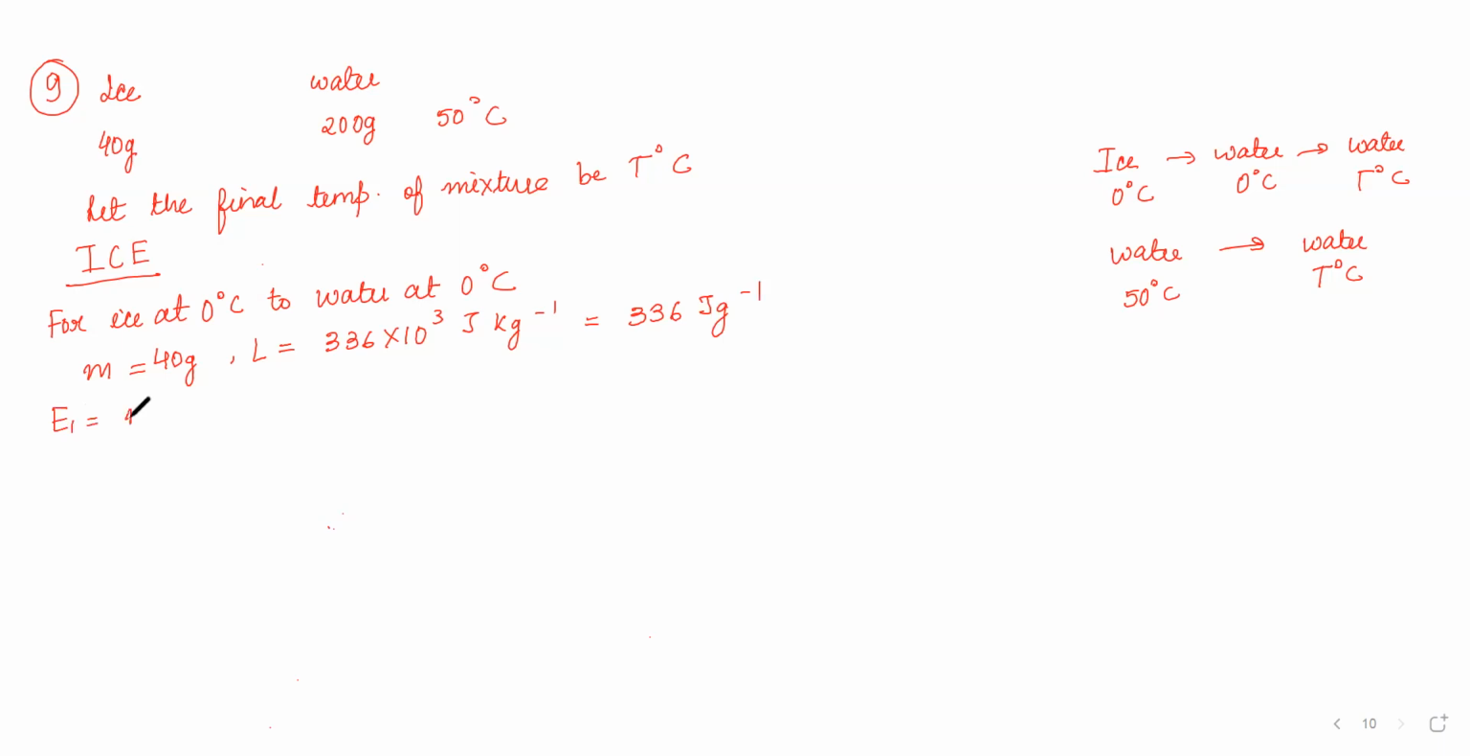So what will be E1? That will be equal to M into L, that is 40 into 336 joules. Okay, so this is how much? 13440. So this is joule. Okay, and then write down for water at 0 degree to water at T degrees Celsius.